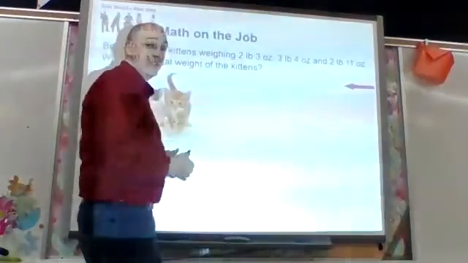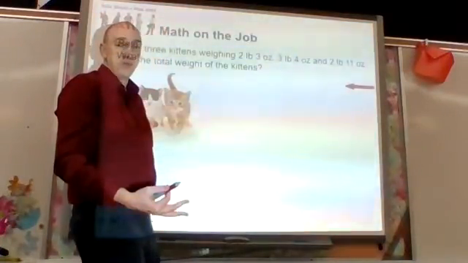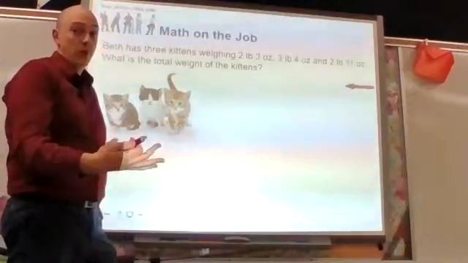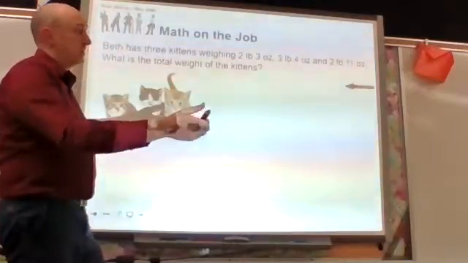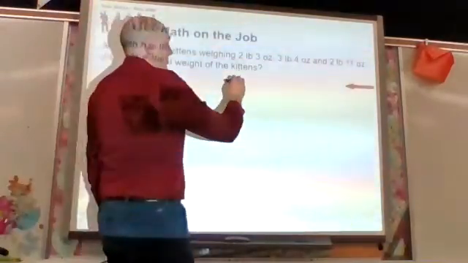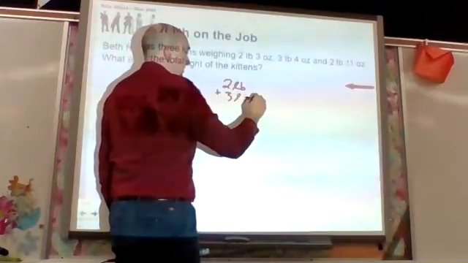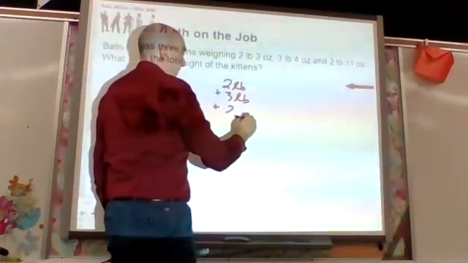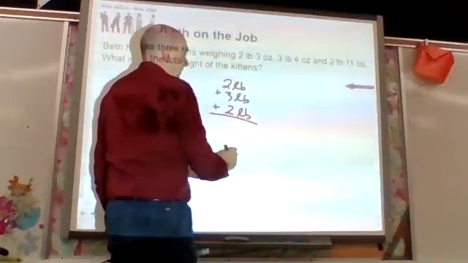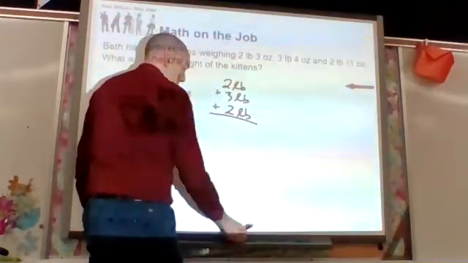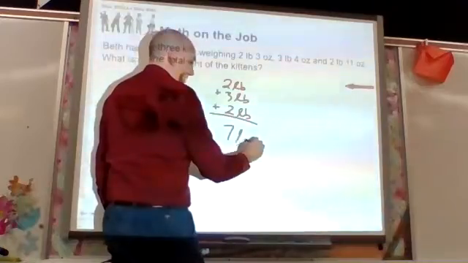Well, we're going to once again add our pounds separately from our ounces. And then if we have too many ounces, as in more than 1 pound worth of them, then we're going to switch that around a little bit. So 2 pounds plus 3 pounds plus 2 pounds. That's not 8, that's 7. Happens sometimes, 7 pounds.